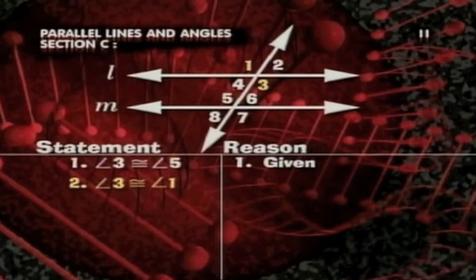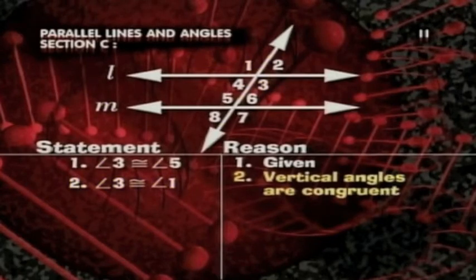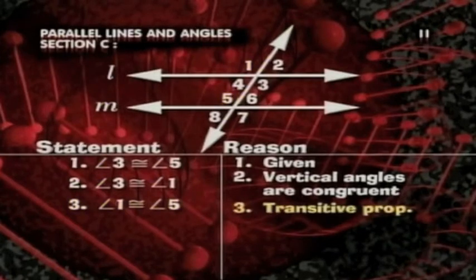Next, we state that angle 3 is congruent to angle 1. We can do this because angle 3 and angle 1 are vertical angles, and vertical angles are congruent. Our third statement is angle 1 is congruent to angle 5. This is true because we're applying the transitive property to angle measures.